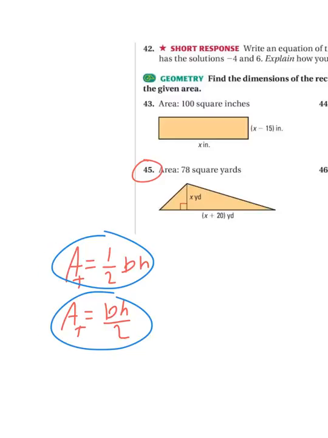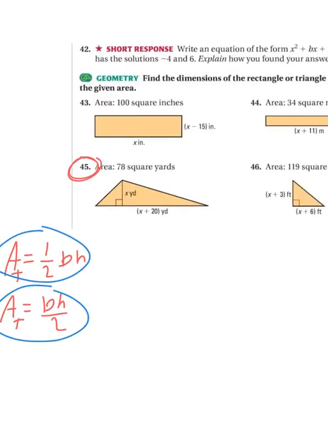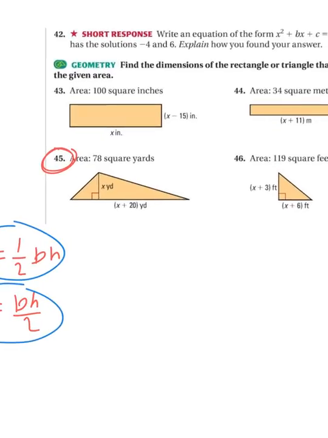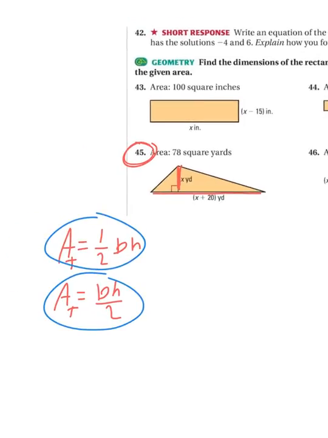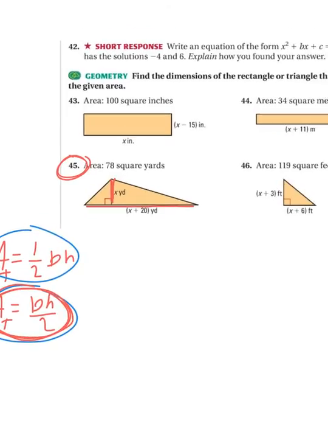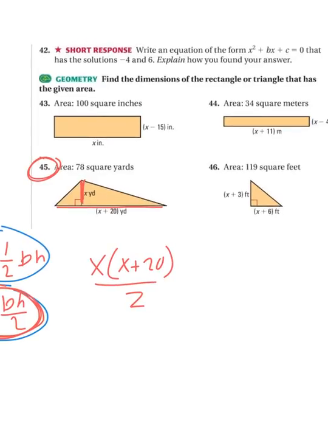So let's take a look at 45 and try to set up like one of these. So it gives us the area of this triangle is 78 square yards. And then it looks like it gives us the height here, which is x, and then it gives us the base, which is x plus 20. So again, using one of our formulas, and I think I'm going to stick more with this one here, and you'll see why in a little bit when it just comes to solving. If I'm going to do the base times the height, well, that's going to be x, and I guess that's the height times the base, which is x plus 20, and all that divided by 2 is going to equal the area, which is 78, okay?